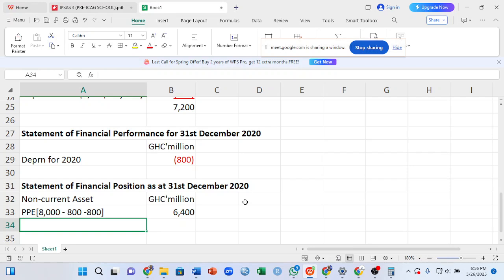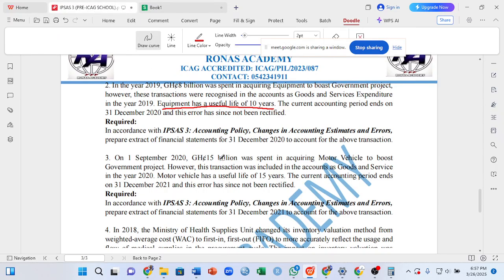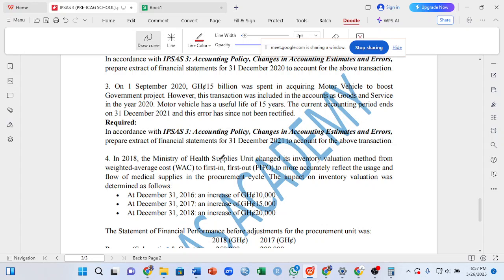Now, any question for me? Do you have a question for me on this? Something you want me to reiterate? You want me to explain further? Let me know. Okay. If there's no question, let's move on to question three. It's similar to question two, but there are little differences. Let's look at it.